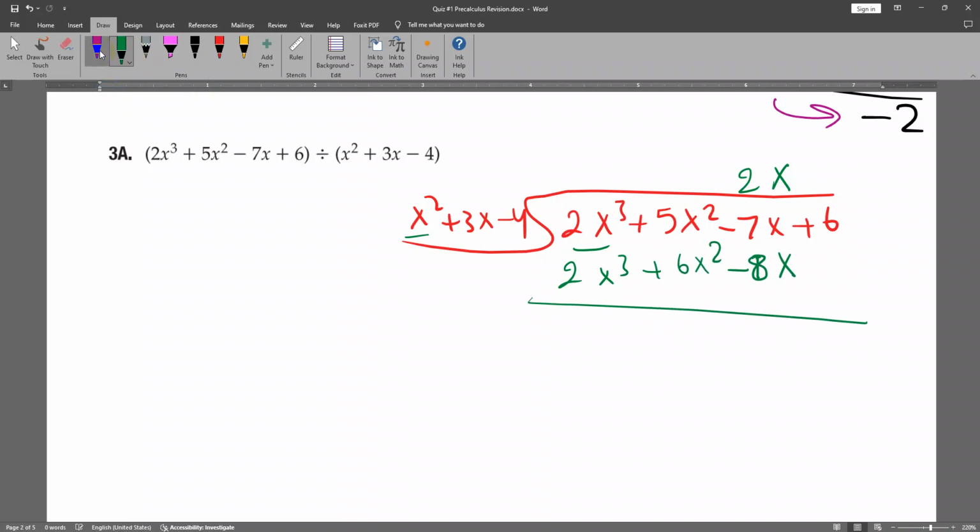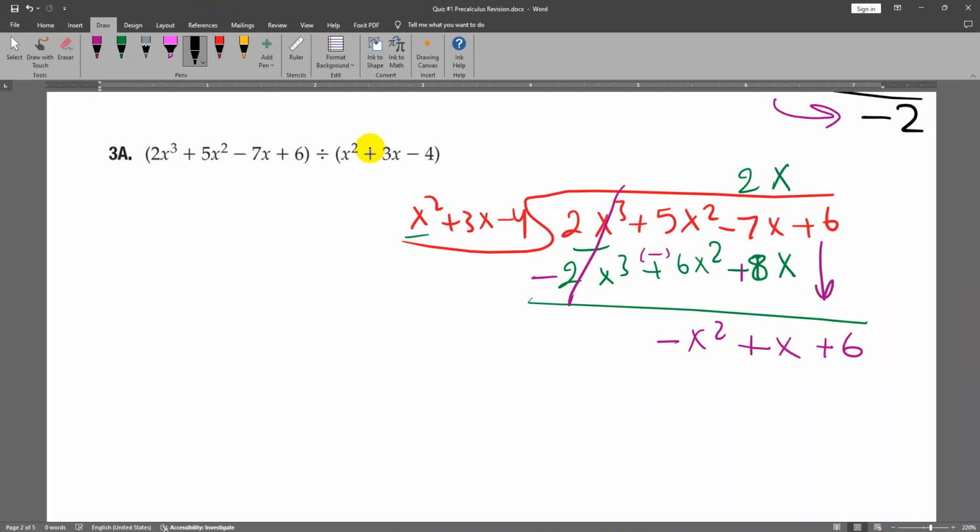Now change the sign. This one will be negative, this one will be negative, this one will be positive. Cancel this one, negative x squared, this one plus x, and drop down the next term so that you can continue. Okay, let's do it one more time.